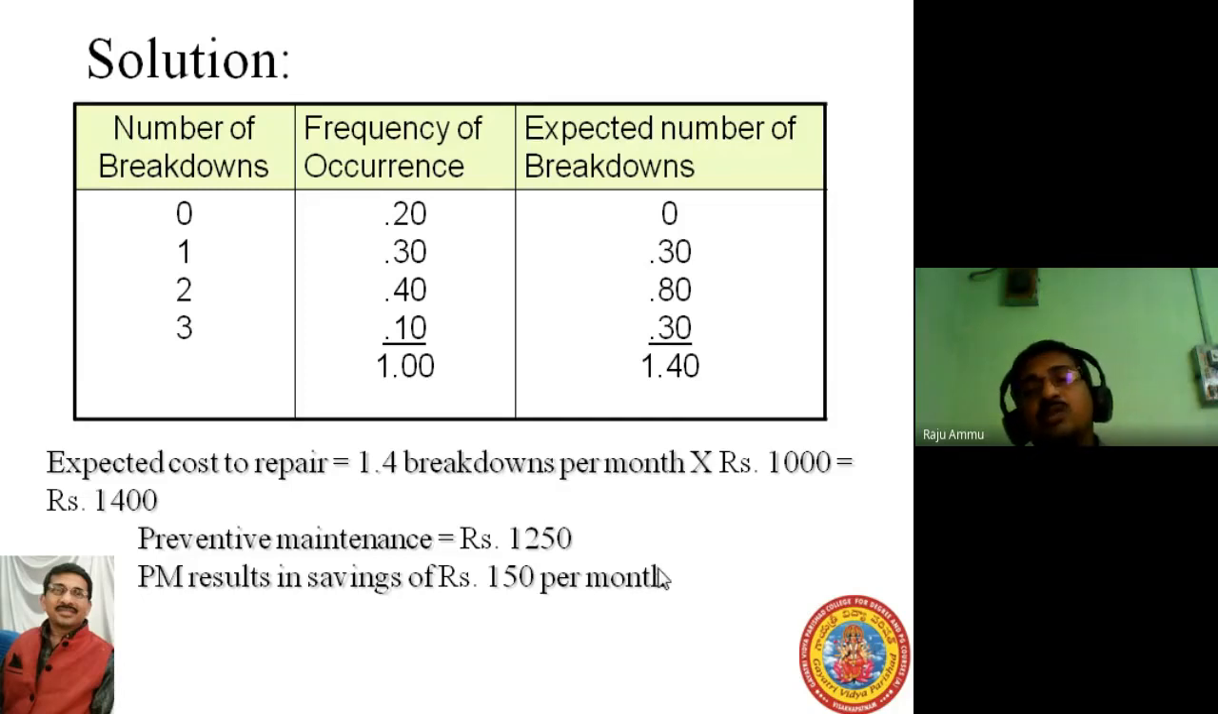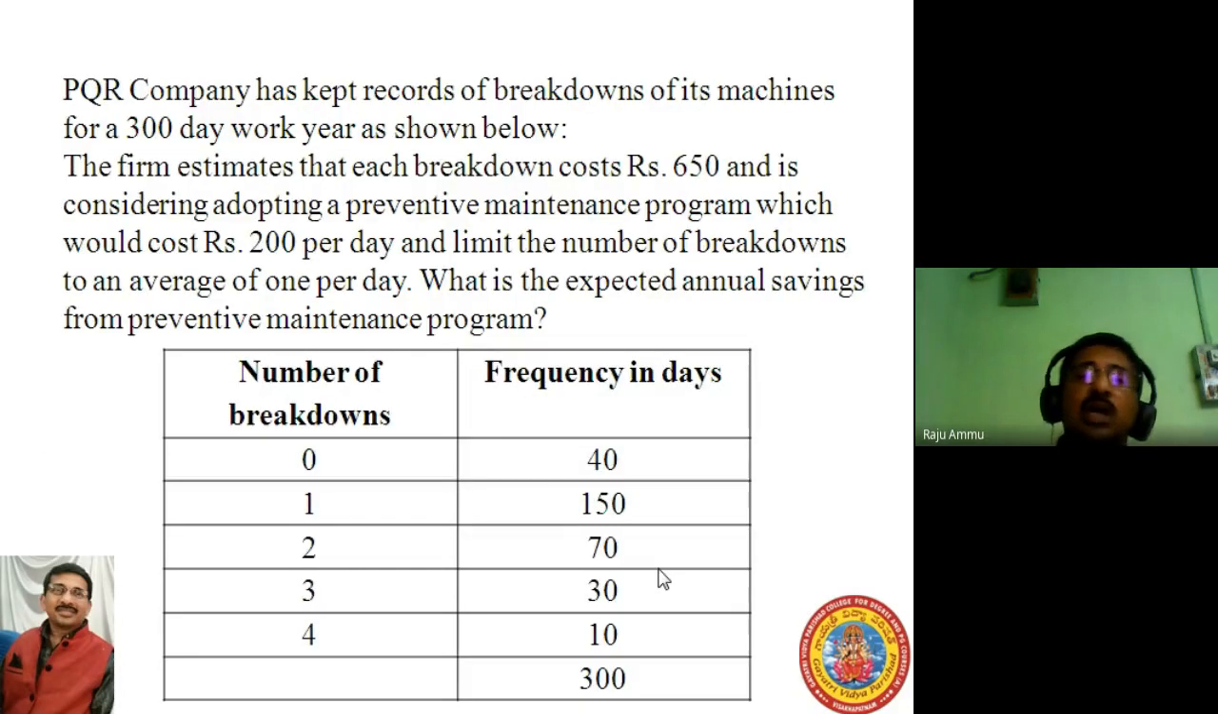Let us experience another problem also. Here comes another problem. A PQR company has kept records of breakdowns of its machines for a 300-day work year as shown below. Friends, how many days? 300-day work year as shown below. Now the firm estimates that each breakdown costs rupees 650.